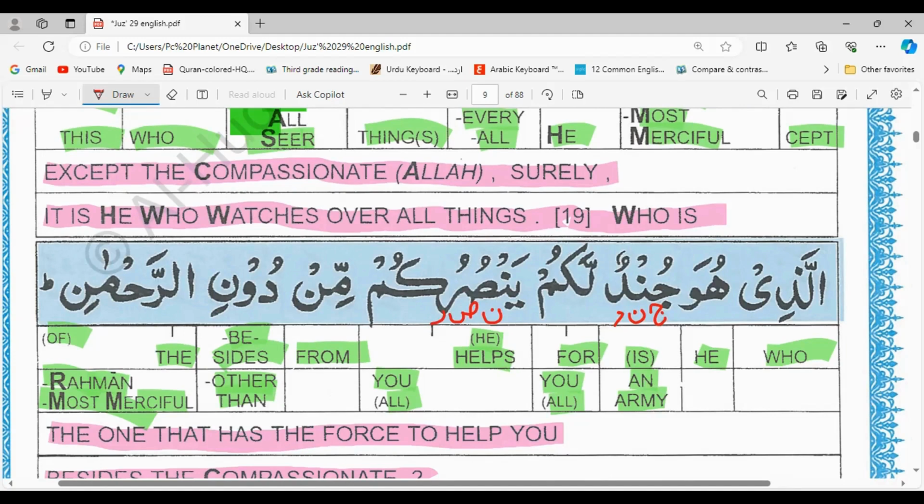And when you translate this word into any English word or any Urdu word or any other language, you'll need a complete phrase to translate it, but it is just one word in Arabic. Min duni Rahman. Min means from, again a preposition. Duni Rahman, besides Rahman. The word Rahman is repeated, meaning the most merciful, the attribute of Allah subhanahu wa ta'ala.